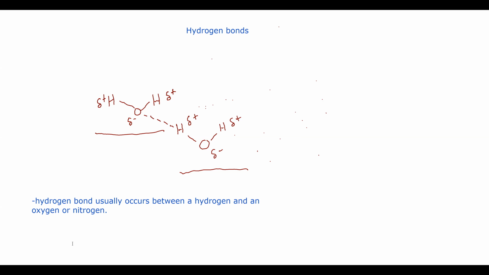Because remember, it's in a polar molecule, you usually have oxygen or nitrogen bonded to carbon or hydrogen. Okay, which gives it the areas of different charge. So the hydrogen bond, it'll always have a hydrogen with a partial positive charge. It's usually attracted to an oxygen or nitrogen in another molecule. And this is how water is formed. Many H2O molecules bonded together.